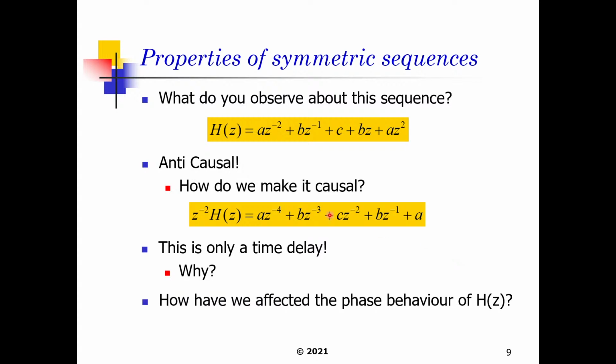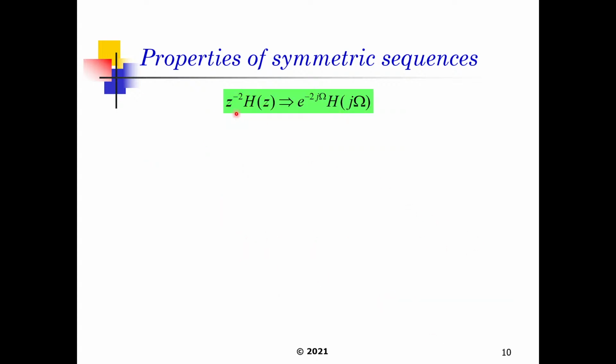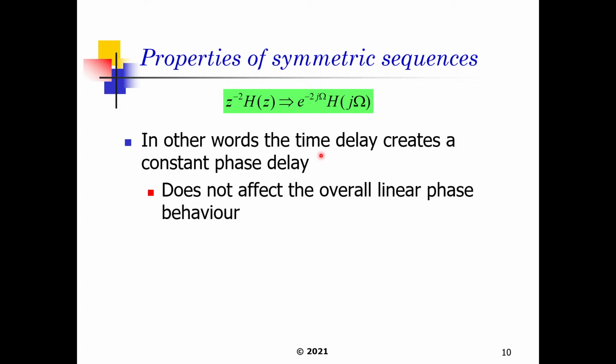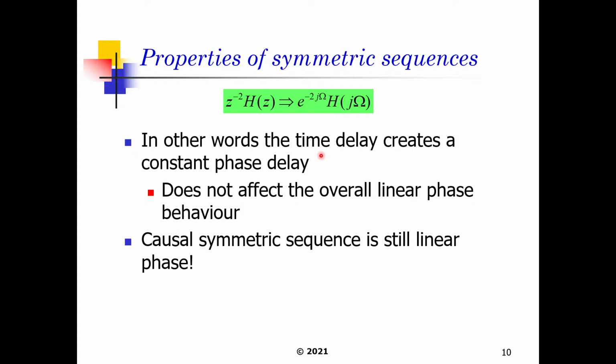Now the question is, in adding this time delay, how did we affect the phase behavior of h of z entirely? So now the equation here is z to the minus 2 h of z, and if we put this back into terms of omega, using the complex exponential form for z, this time delay that we just introduced, because we have e to the minus 2 j omega, and this minus 2 here is an integer, it just creates a constant phase delay accordingly, and it doesn't affect the overall linear phase behavior of the entire filter design. So it's still a linear phase process, even though we move from an anti-causal symmetric sequence to a causal symmetric sequence.